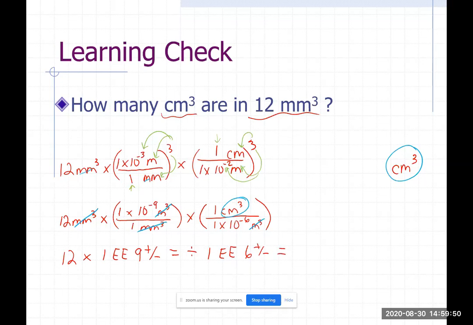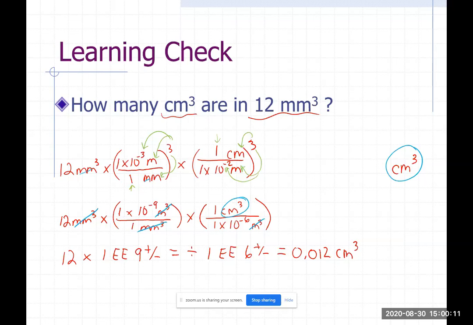And when I calculate this, I get 0.012 cubic centimeters.